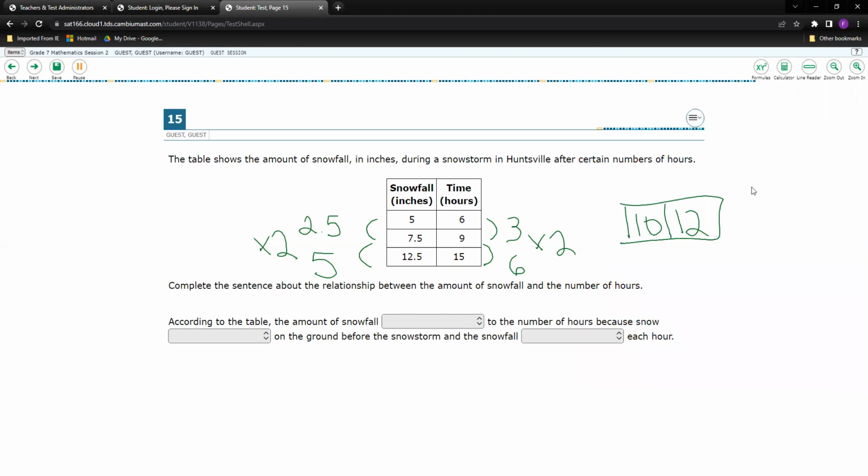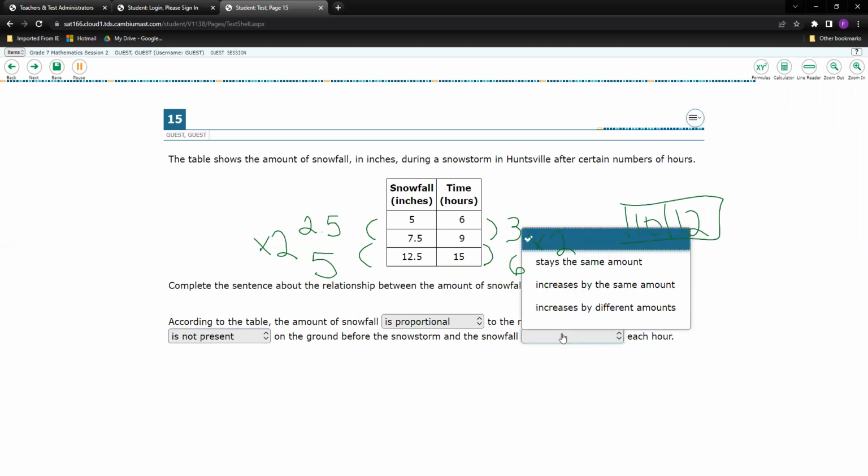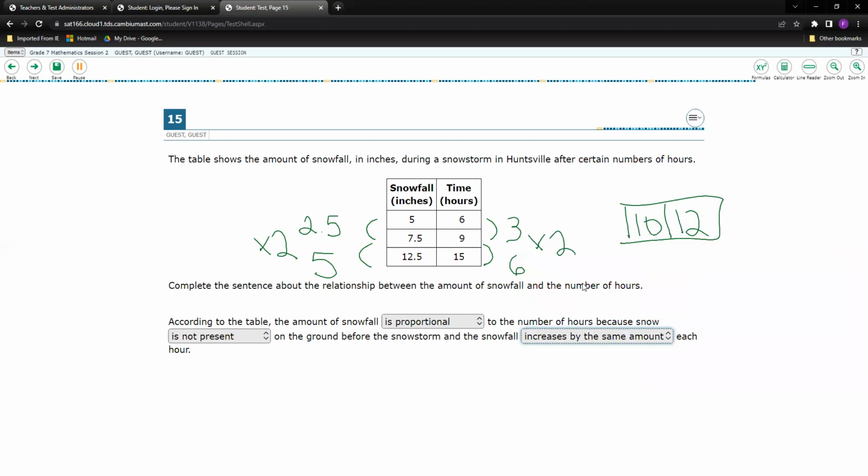That means that this function goes through the point (0, 0). That means that there was zero snow when there was zero storm. So it goes through the origin. And now the amount is increasing by the same amount. We found that amount to be 1.2. It's the same amount every time. So that's all there is to that.